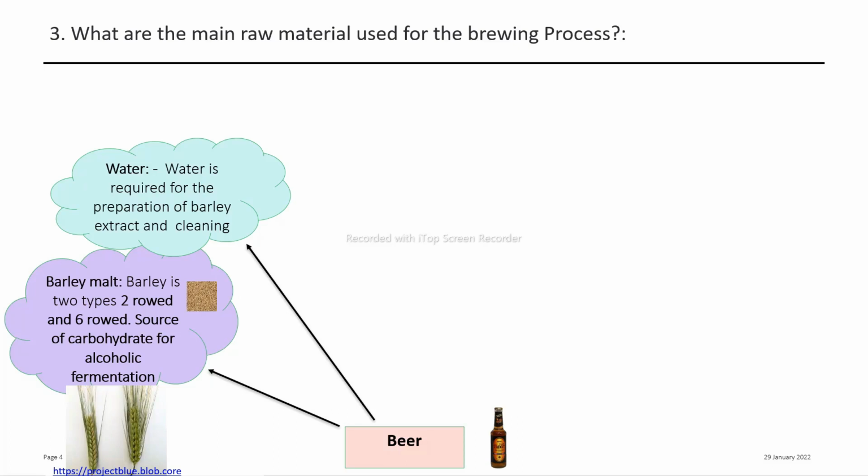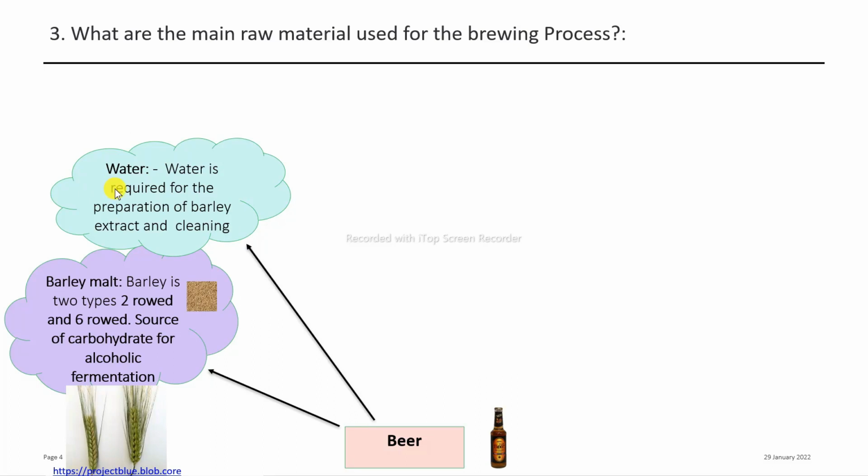Then second, water. Water is required about 3 to 4 times the amount of the barley grain to extract the soluble constituents in the barley grains by the addition of water. Water is also required for cleaning of the equipment and processing, and the water added for the extraction of the malted barley grain for the production of the wort must have low hardness.